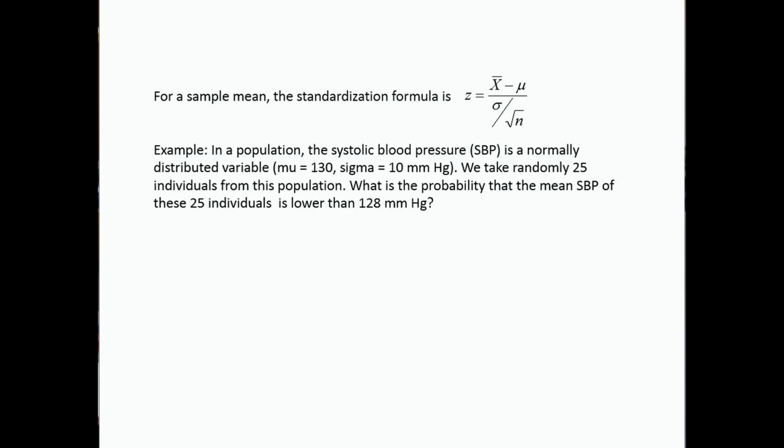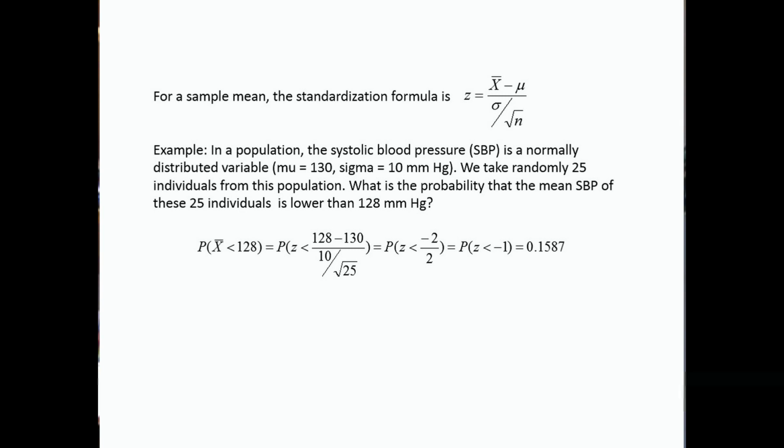To return to question 2, what is the probability that the mean blood pressure of 25 randomly chosen individuals will be smaller than 128 millimeters mercury? We standardize this problem by subtracting the population mean and dividing by 10 divided by the square root of 25, which is 2, so we get a z value of minus 2 divided by 2, which is minus 1. From the table we can find this is a probability of 0.1587, so almost 16%.